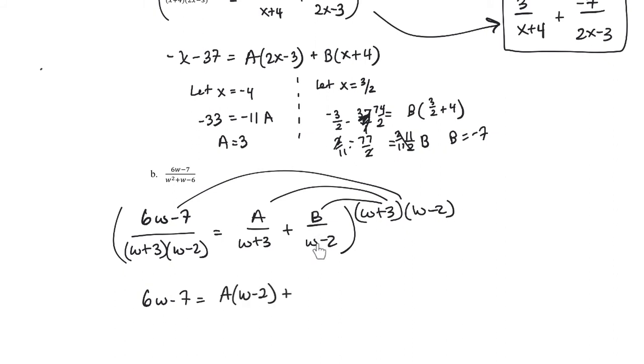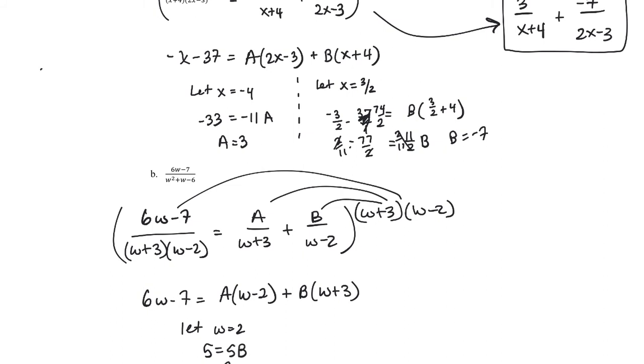And then w minus 2 cancels here, so it's the w plus 3 that multiplies with b. Now, if we let w equal 2, then 2 subtract 2 is 0, which is going to cancel a, allowing us to solve for b. So let w equal 2. 6 times 2 is 12. 12 minus 7 is 5. Here, 2 subtract 2 is 0, which is what we wanted. Here, 2 plus 3 is 5. 5 times b is 5b.